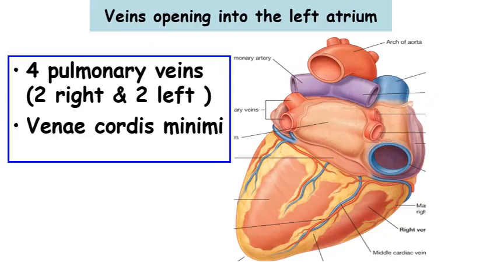The veins that open into the left atrium are the openings of the four pulmonary veins, two on the right side and two on the left side. These pulmonary veins bring the oxygenated blood from the lungs to the left side of the heart, as well as the tiny openings of the venae cordis minimae that open in the right atrium as well as the left atrium.